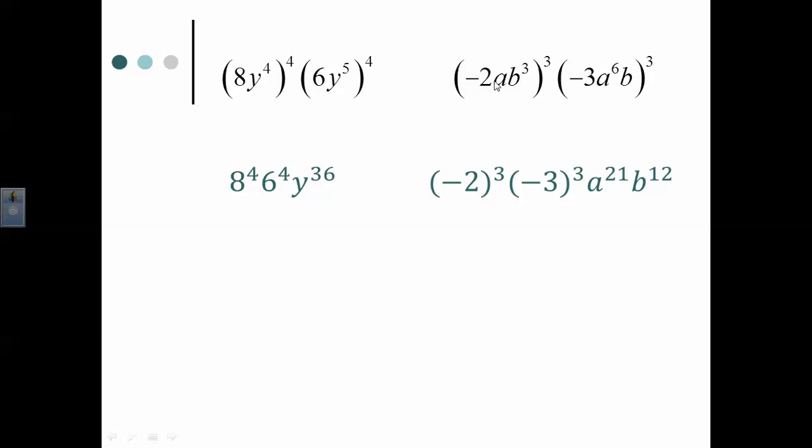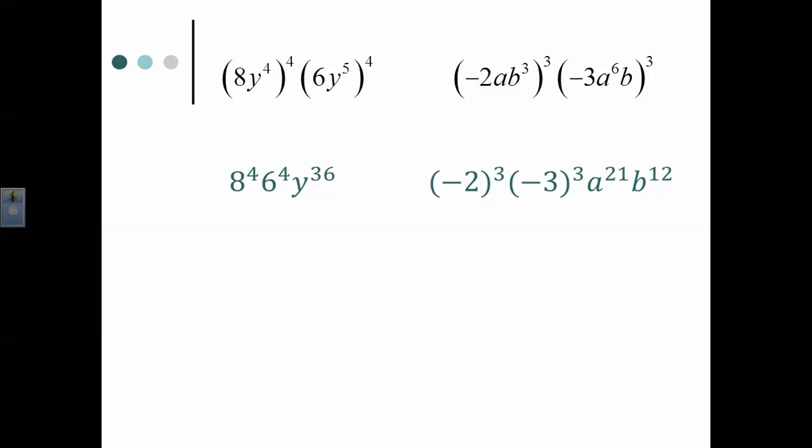Okay, example 2 here. Notice once again, I just left it in terms of the power. Negative 2 to the 3rd times negative 3 to the 3rd, a to the 21st power, and then b to the 12th power, all right, for those. Okay, so we're going to talk about two more properties before we finish here.